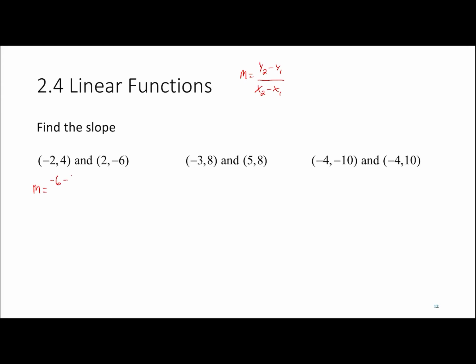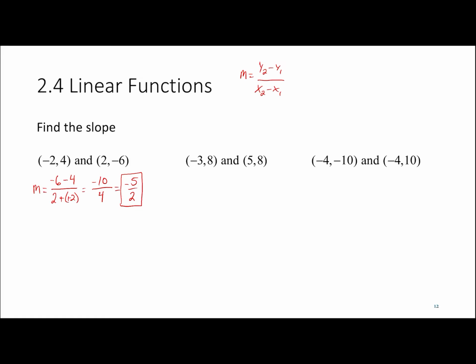And so when we do, the y sub 2 is negative 6 minus y sub 1, which is 4. Again, be careful with your signs here. And then on the bottom, x sub 2 is 2 minus x sub 1, which is a negative 2. Now, that minus a negative does become positive. And so as we simplify this, we have negative 10 on top. And then 2 plus 2 is 4 on the bottom. And that does simplify to negative 5 over 2.